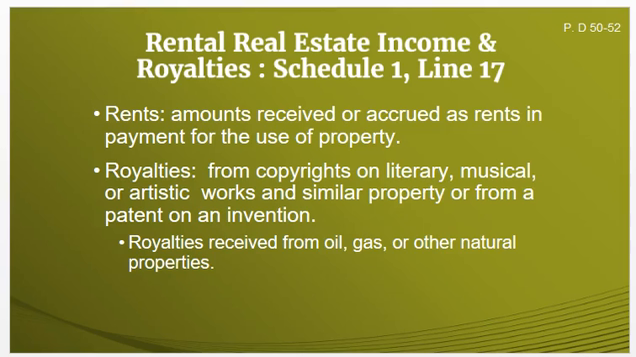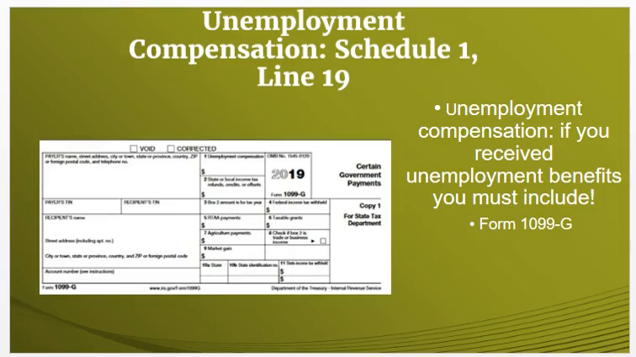Other things that are going to be showing up on the Schedule 1 are going to be rental real estate income. So our taxpayers could receive rents or royalties, and that would be reported on line 17. Our taxpayers could receive unemployment compensation, and they would receive a 1099-G for that. But that would also be reported on the Schedule 1. Again, if there is a line with a number on it, it needs to be entered into the software.